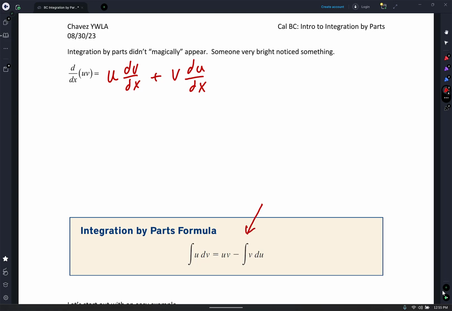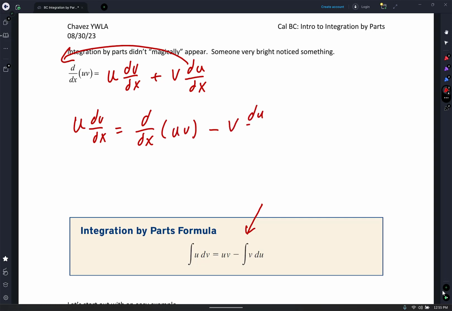So what I'm going to do is move this guy to the left, and rewrite it with this guy in front. So I'm going to write u dv dx equals d dx of uv minus v du dx.